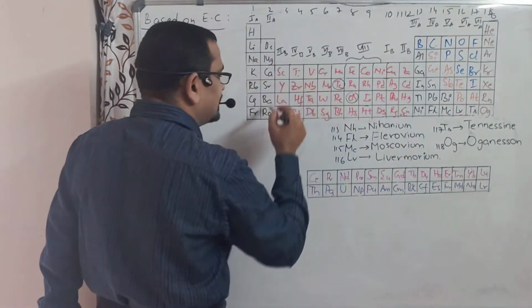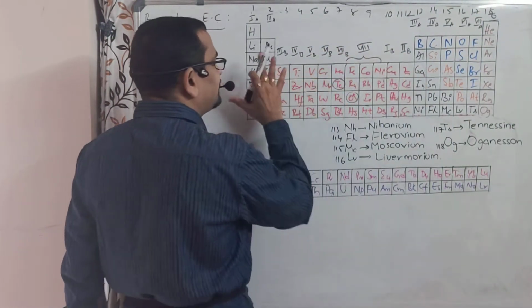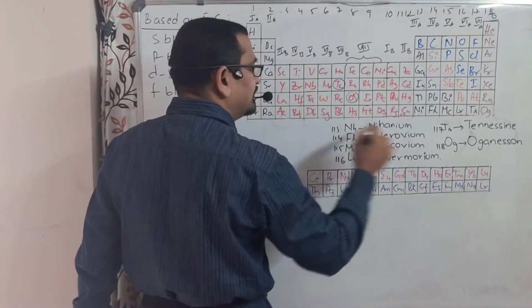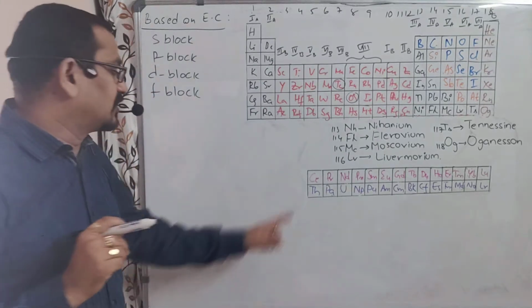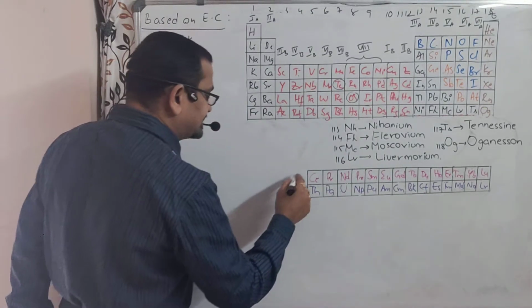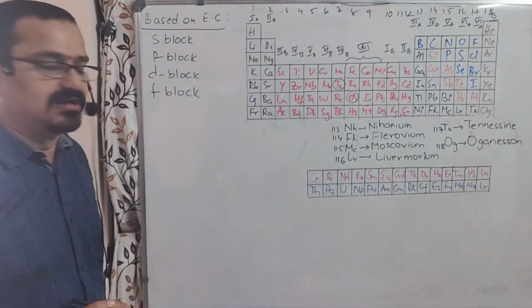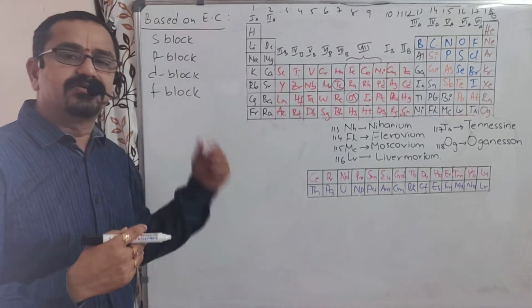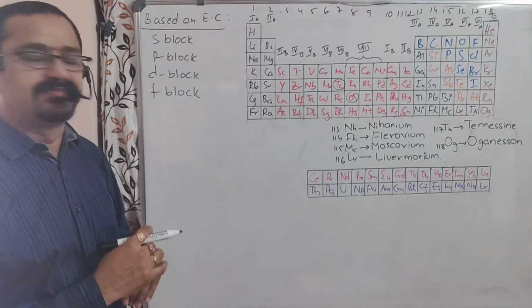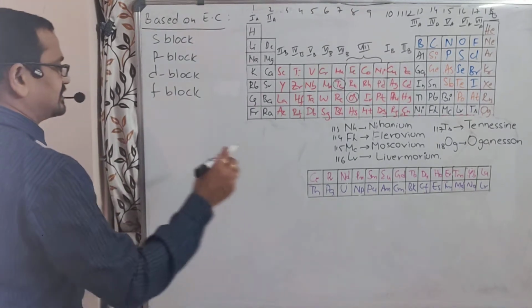And these elements shown in red color, which are in between S and P blocks, are called D block elements. And these elements collectively are called F block elements, meaning the 4F series and 5F series. They are called 4F and 5F because the differentiating electron is entering into the F sublevel of the anti-penultimate shell. Now we are going to discuss all these points.